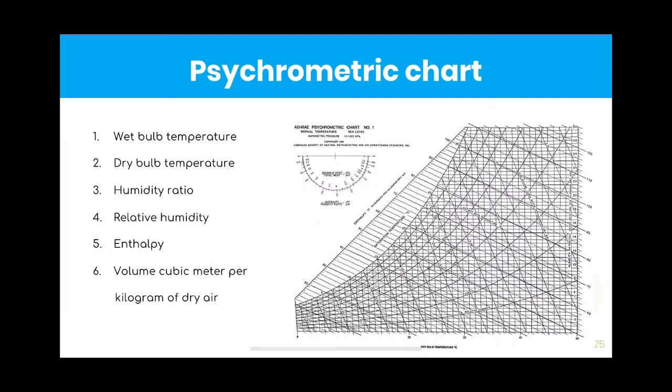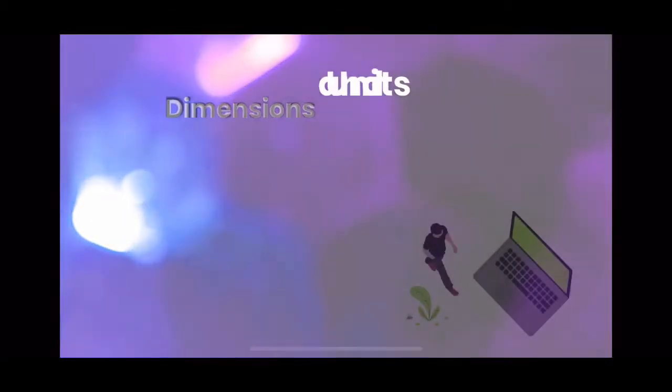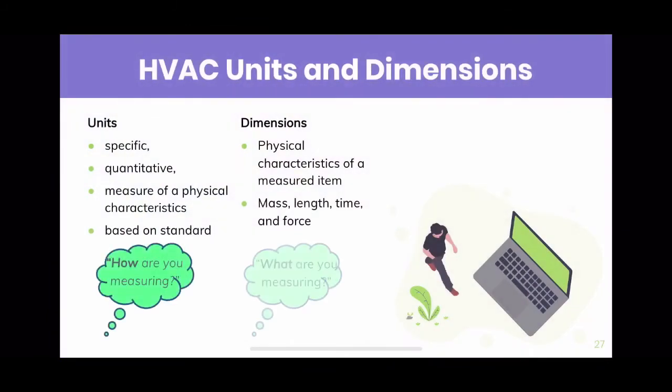chart, where you have wet bulb temperature, dry bulb temperature, humidity ratio, relative humidity, enthalpy, and the volume in cubic meter per kilogram of dry air. You have learned this, and we will use this extensively throughout our lecture series. Alright, let's go to the next component in our lecture today.